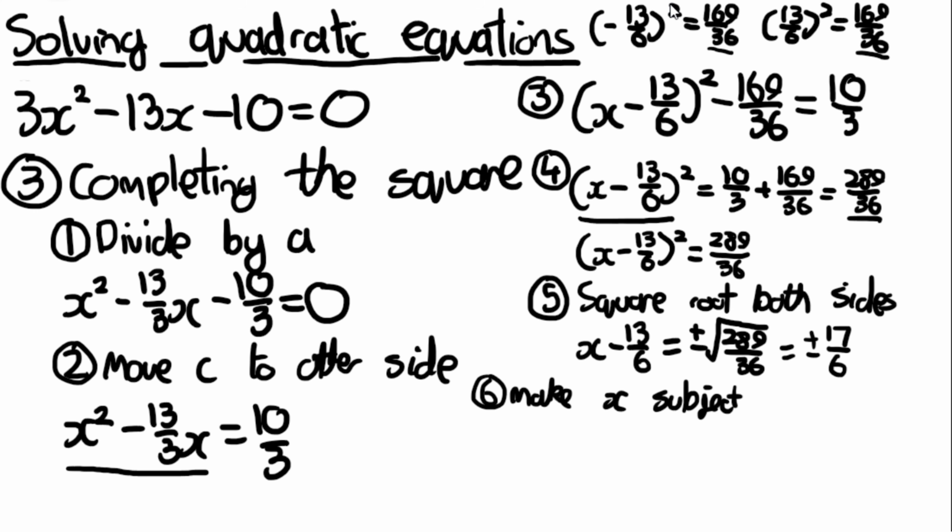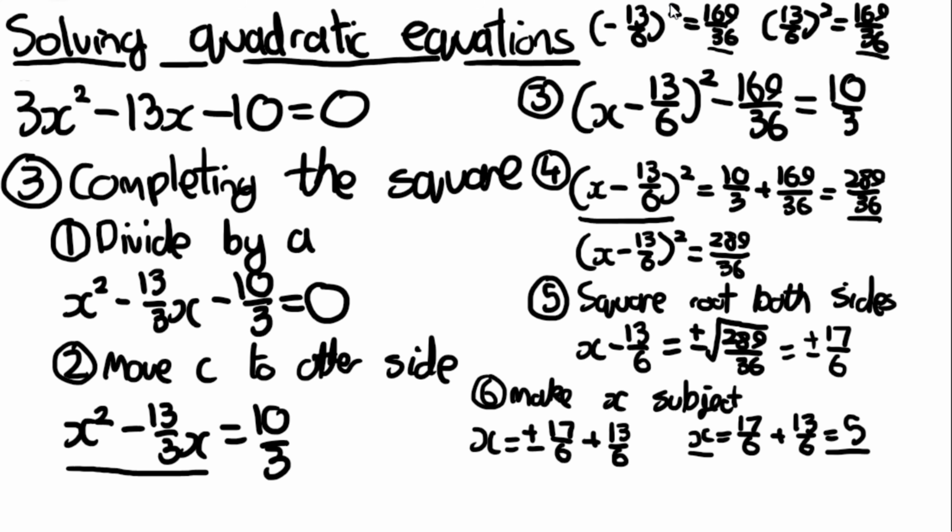And the sixth step is just to make x the subject. So in order to do this, you would bring the minus 13 over 6 on the other side. So x is equal to plus or minus 17 over 6 plus 13 over 6. This gives two values of x. One when it's positive 17 over 6, so it'll be x equals 17 over 6 plus 13 over 6, which will be equal to 30 over 6, which will be equal to 5.